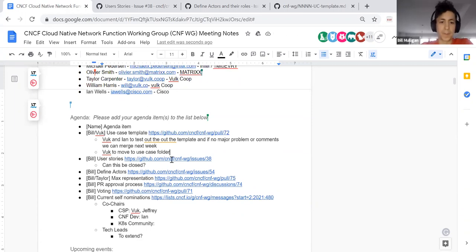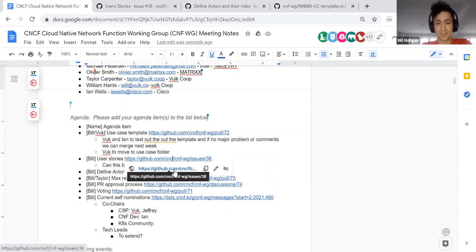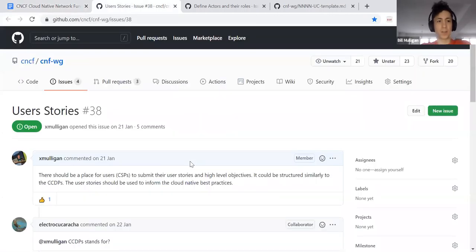Great. Then I guess this kind of discussion goes into the next one about user stories. So this issue is that there should be user stories too. I guess my question was, do we want to close this? Do we want to have a separate thing? And it sounds like, from the previous discussion, that we see user stories as a different way to justify a best practice. So we should have use cases and also user stories. So we should leave this issue open for right now.